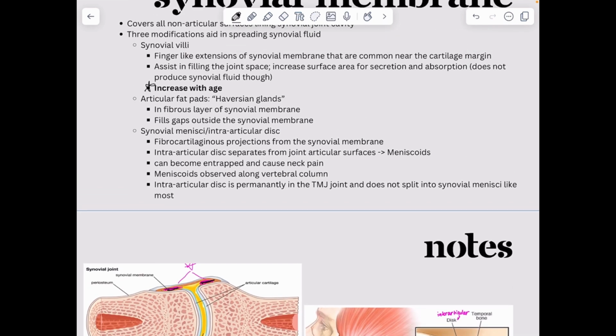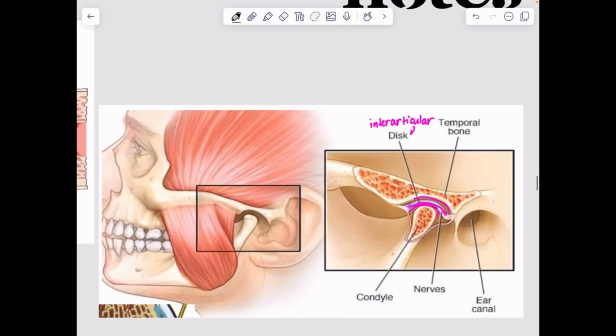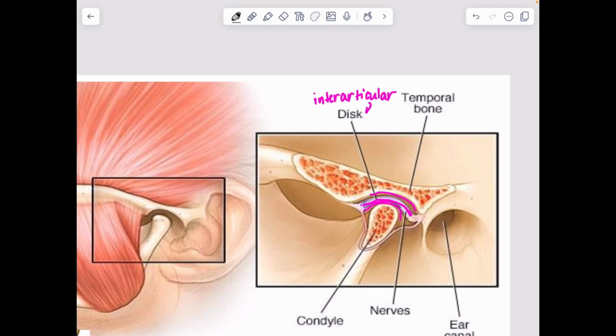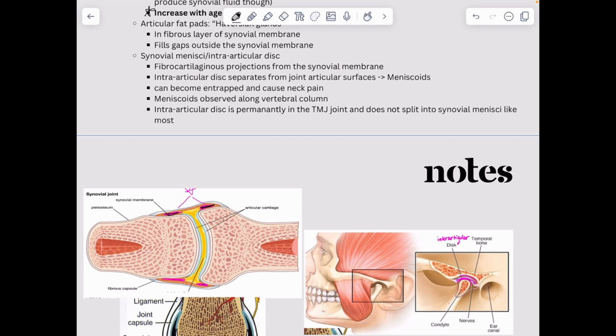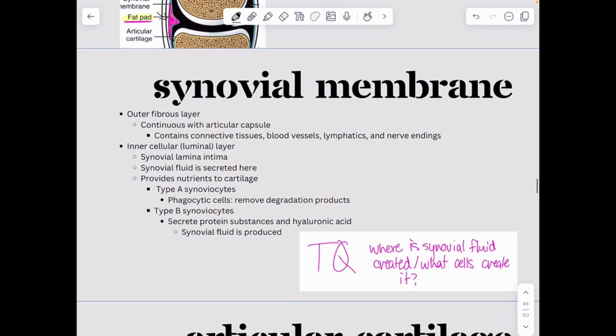And then synovial menisci or intra-articular discs. Synovial menisci are split, whereas an intra-articular disc goes completely through. One we see is in our TMJ joint. We have our intra-articular disc and that never breaks. But anyways, they're just fibrocartilaginous projections from the synovial membrane. They can become entrapped along the vertebrae, like if you wake up with a kink in your neck in the morning, that's what's entrapped.